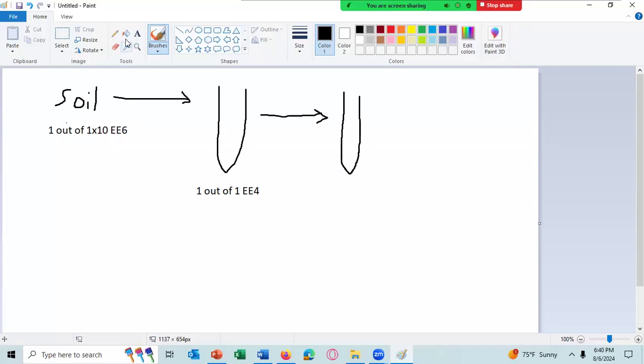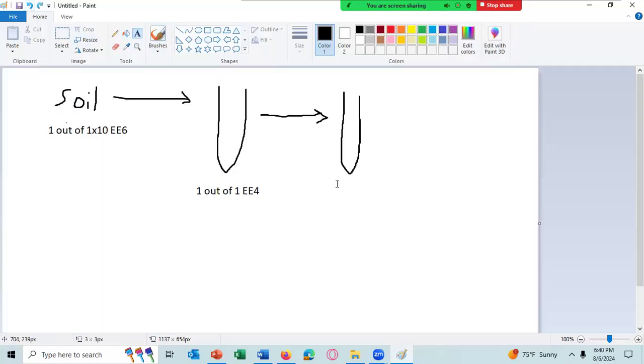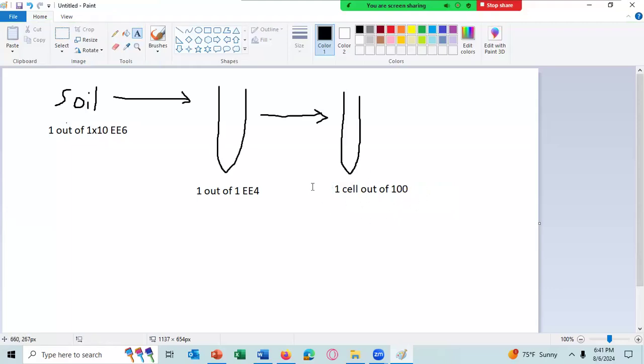Now we have one cell out of 100. That is enriched enough that if you were to streak out 100 colonies, you would get one colony that would be your colony of interest. And that is actually something you could do. You could streak out 100 colonies and just test all of them, and you would find your bacteria of interest. Anyways, that's how you use an enrichment media. Any question about that?